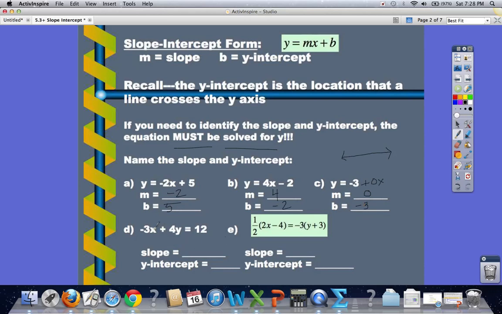And this one right here, -3x plus 4y equals 12. It's not solved for y, so we need to do that first. I'm going to come over here and draw -3x plus 4y is equal to 12. Always, when we solve for y, x has to go first. Plus 3x to both sides to make it equal. That cancels. 4y equals 3x plus 12.